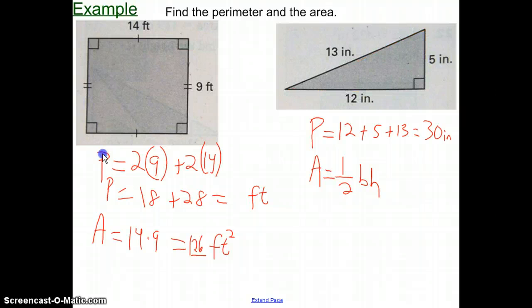So, looking at this triangle, this side 12 and this side 5, they are perpendicular to each other. We're going to call this side 12 the base. The height goes from the other vertex down perpendicular to that base. So, for our area, it's going to be 1/2 times the base of 12 times the height of 5. Half of 12 is 6 times 5, we got 30. These are inches individually. For the area, inches squared.